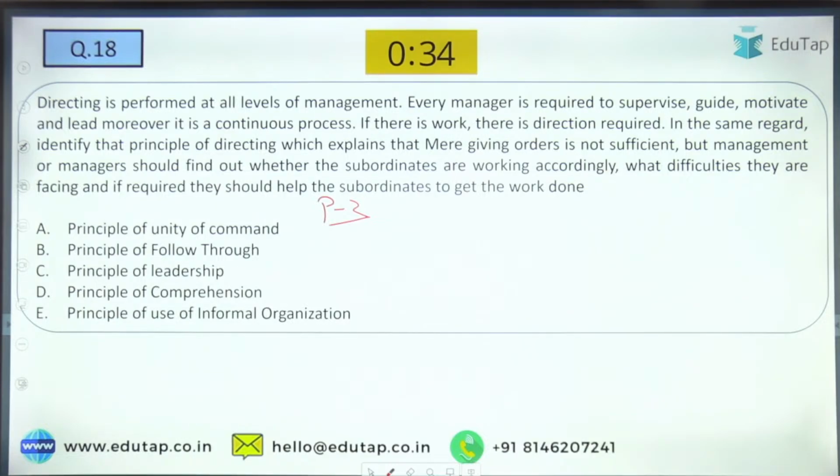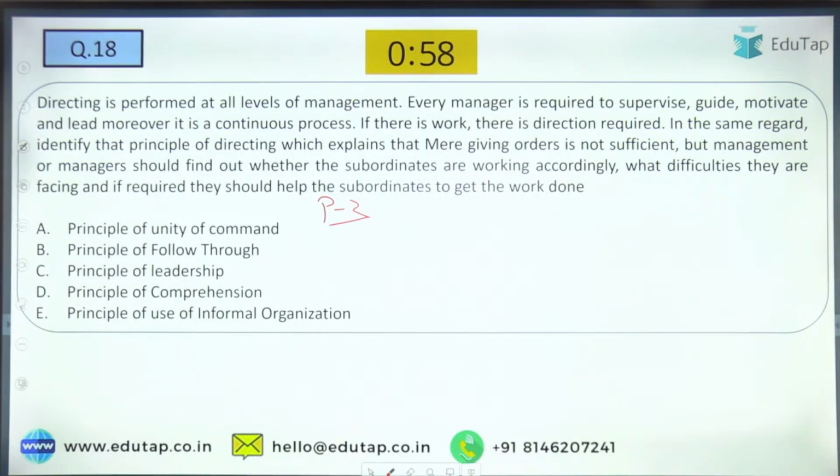If there is a work, there is a direction required. In the same regard, identify that principle of directing which explains that giving orders is not sufficient, but a manager should find out whether the subordinates are working accordingly, what difficulties they are facing, and if required, they should help the subordinates to get the work done. So what will be your answer? Unity of command, principle of follow through, principle of leadership, principle of comprehension, or principle of use of informal organization?